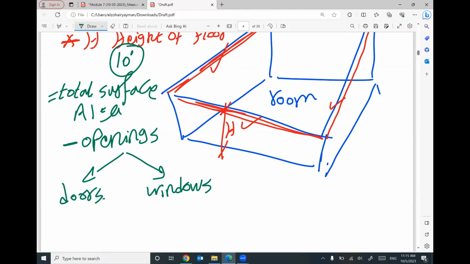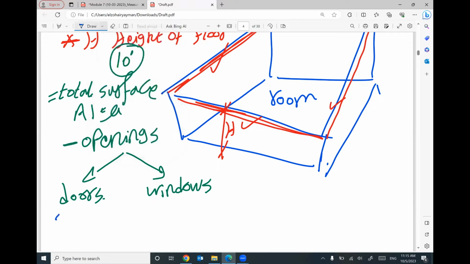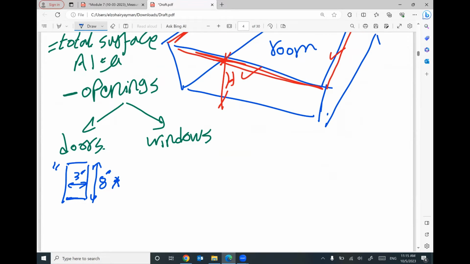If you would like to figure out the total subtraction, or the total surface area of doors that will be subtracted, it's very easy. Your door dimension is typically 3 feet width by 8 feet height. Then you need to multiply this surface area, 3 by 8, by the total number of doors. Everybody in this meeting can figure out how many doors are in your house or in your apartment. It's very easy and you can find it from the drawing. So the total number of doors times the area of one door gives you the total area of doors.